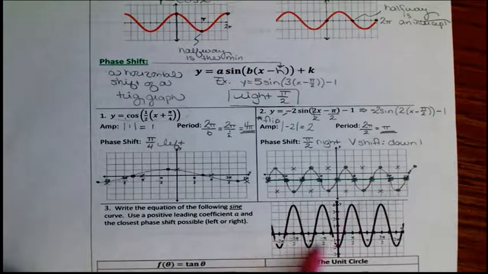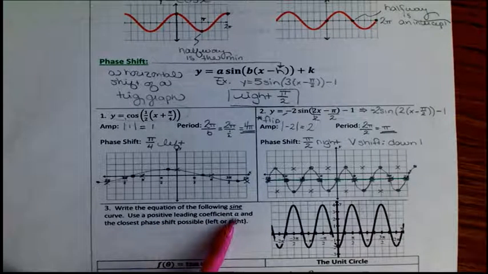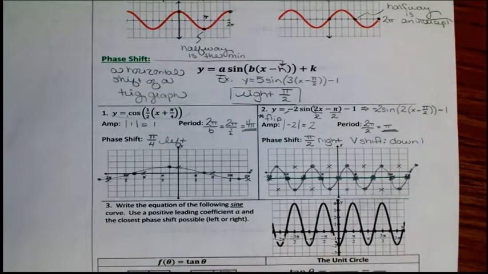Number 3, a little different. We are looking at the graph. We know it is a sine curve, and we have a positive leading coefficient, and we want to find the closest phase shift possible, whether it be left or right. So let's begin here.